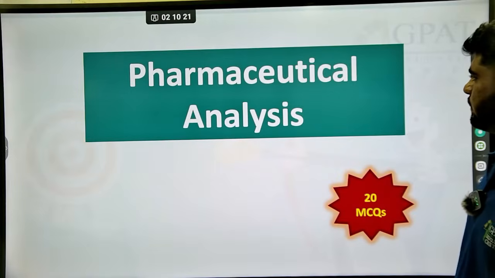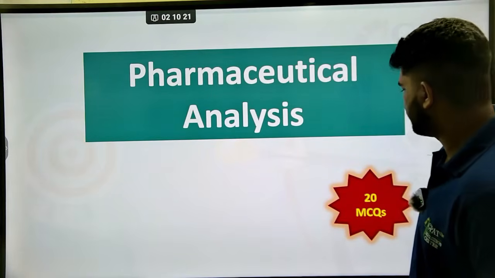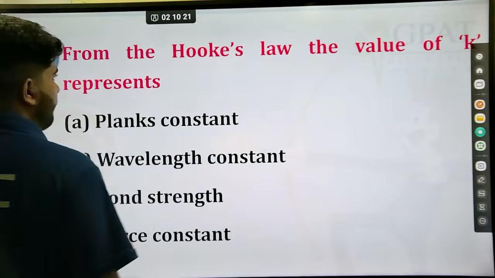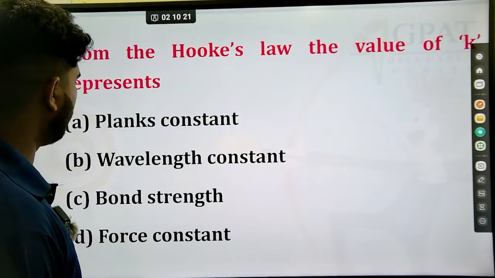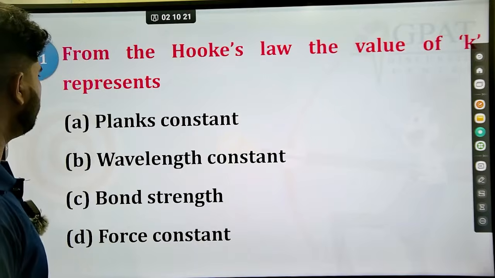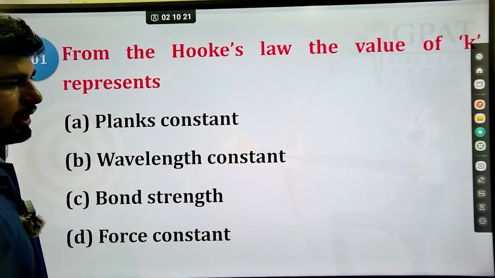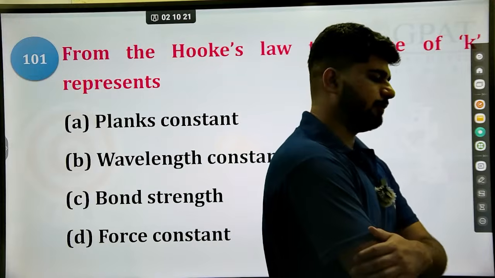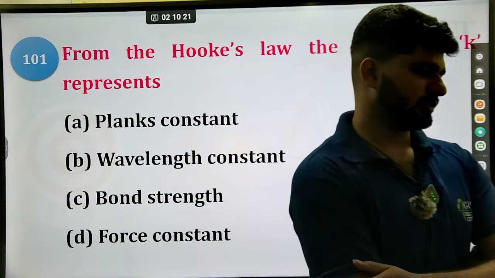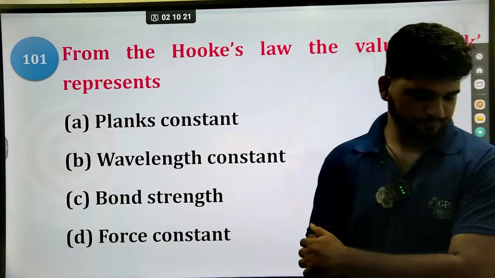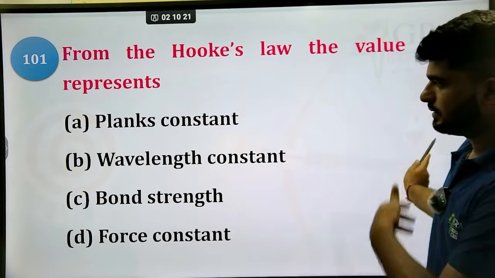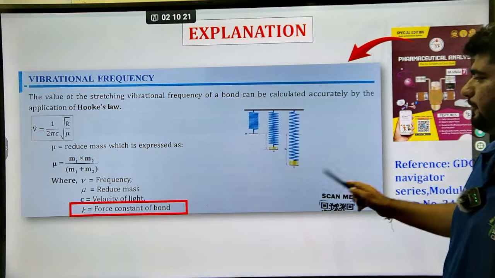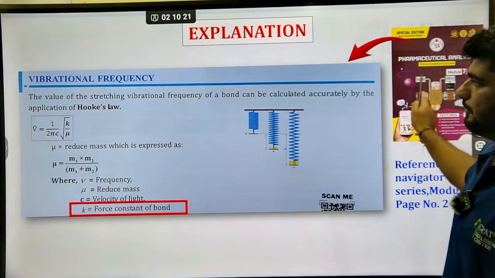Alright, so pharmaceutical analysis, guys, 20 MCQs over here. From Hooke's law, the value of K, that is kappa, represents what? Planck's constant, wavelength constant, bond strength, or force constant, guys. That is your force constant, okay? Kappa, force constant of bond, vibrational frequency.